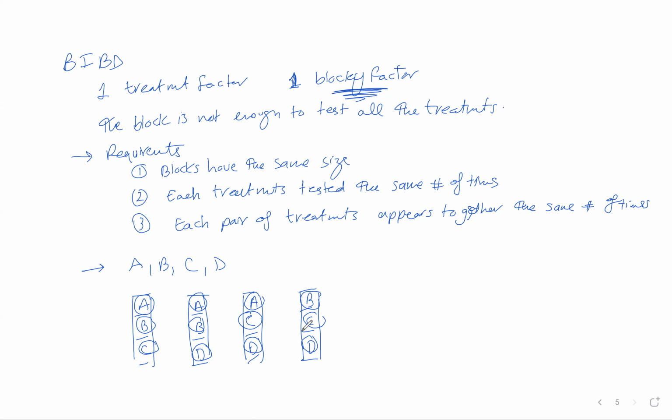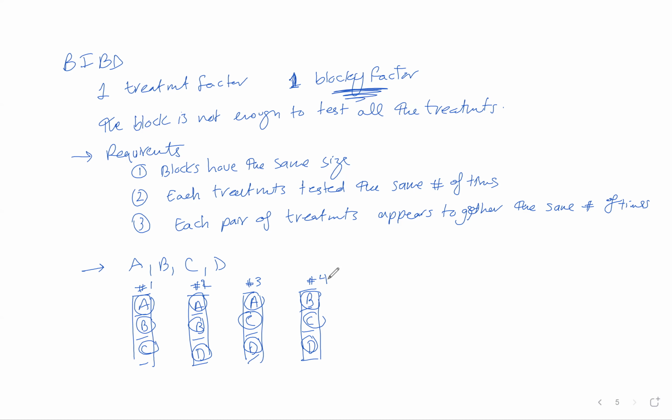The last requirement is that each pair of treatments appears together the same number of times. When I look at the first block, I see AB appear one time. In the second one, AB one time. So far, AB appear together two times. I do not see AB in the third one. I do not see AB in the fourth one. So far, AB repeated two times.